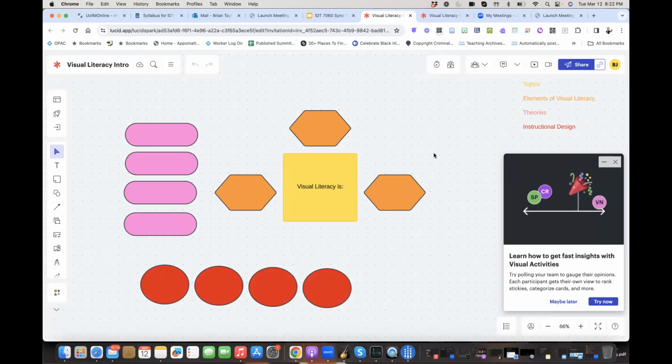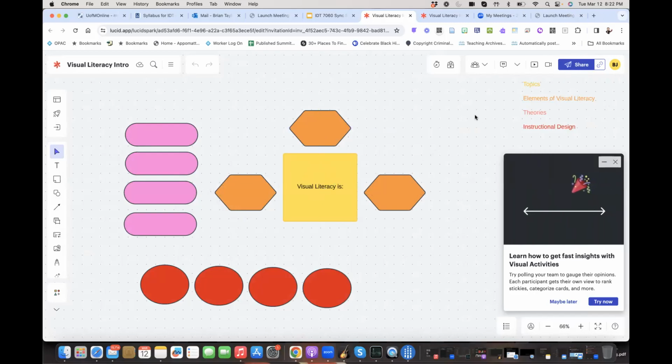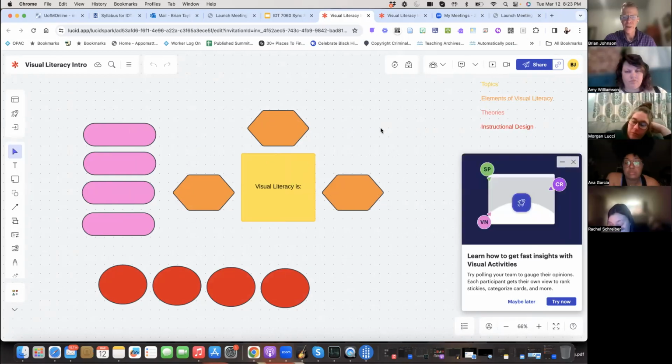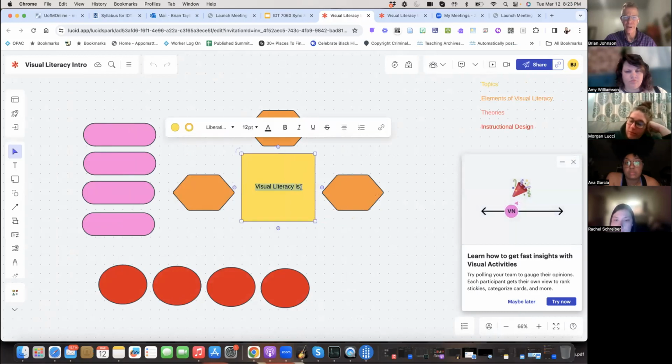So let's start out by working our way from the inside out here. Maybe based on your readings, or maybe your own personal definitions, your personal takes and inputs: what is visual literacy, or what are some of the things that fall under visual literacy?